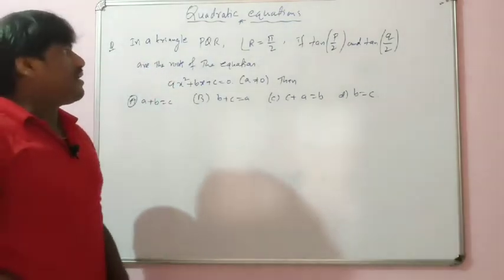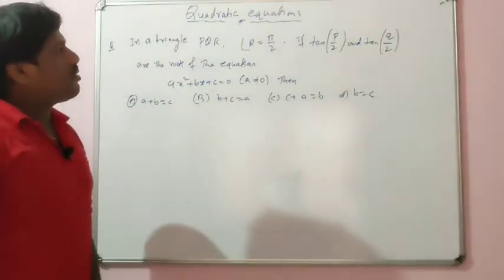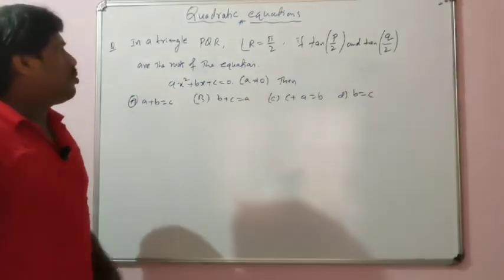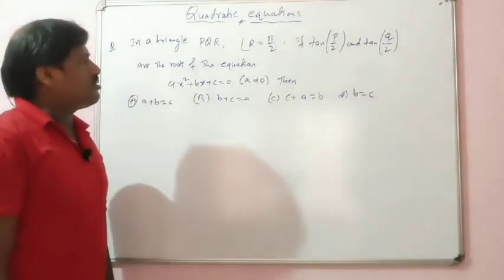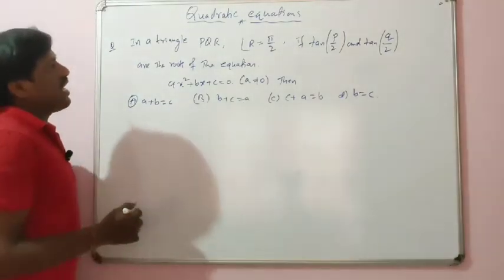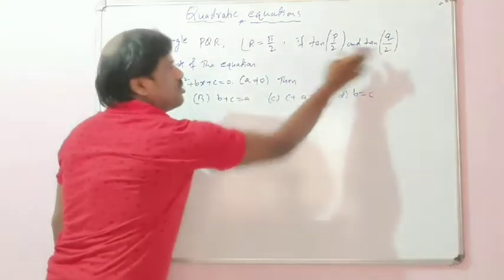In a triangle PQR, angle R is equal to pi by 2. If tan P by 2 and tan Q by 2 are the roots of the quadratic equation ax square plus bx plus c is equal to 0, then which of the following is right? That is the question. This is the quadratic equation, and these are the two roots.